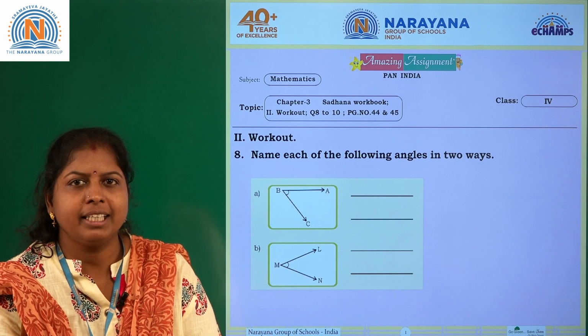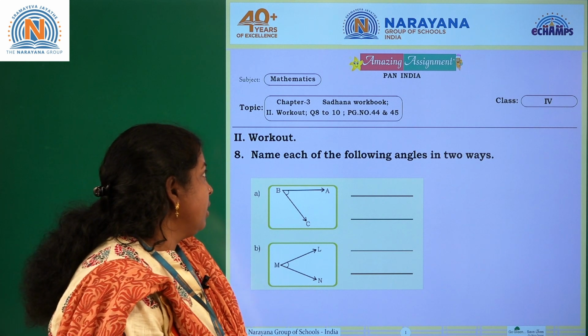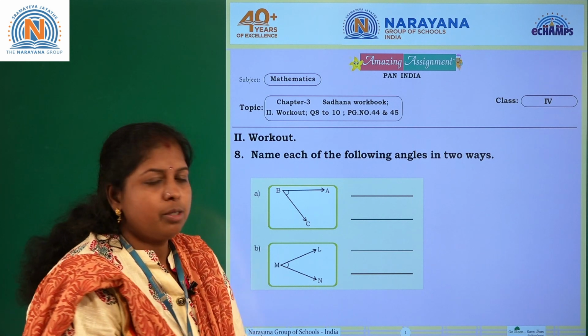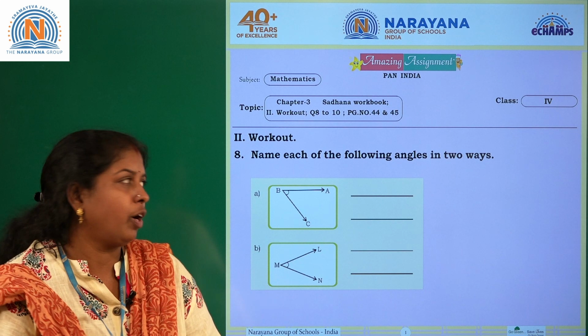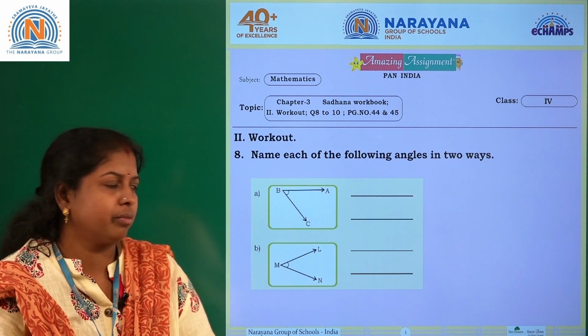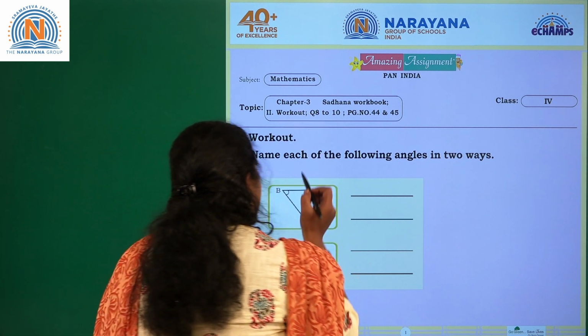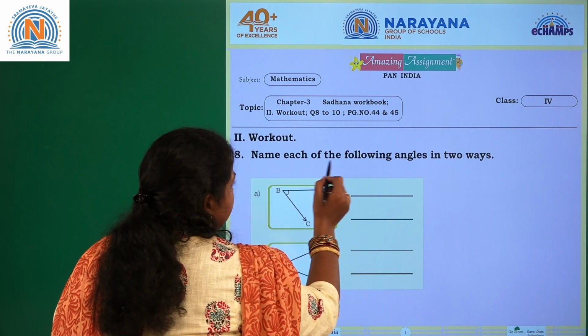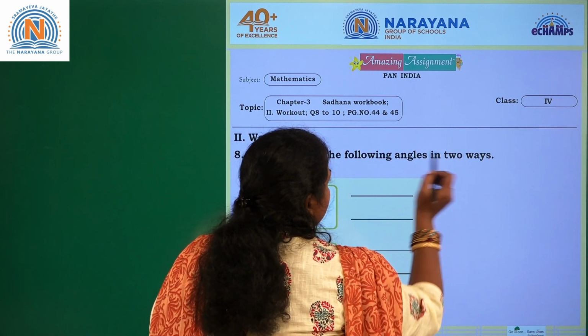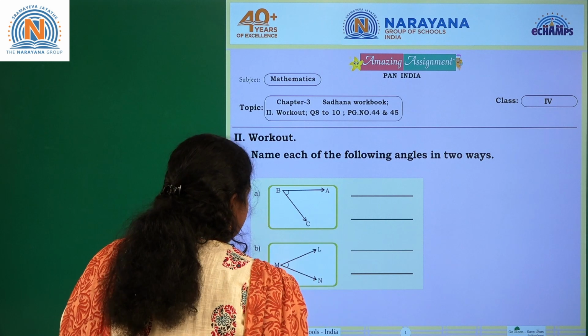Our today's amazing assignment is based on the Sadhana workbook. For this you can refer to our workbook page numbers 44 and 45. Our first question is, name each of the following angles in two ways. How will you name these angles?